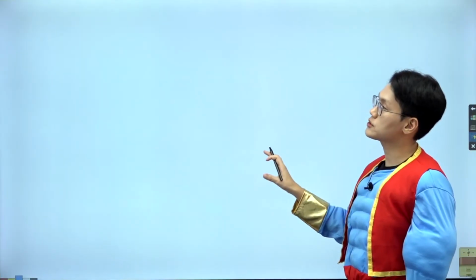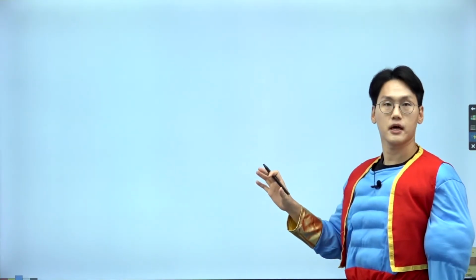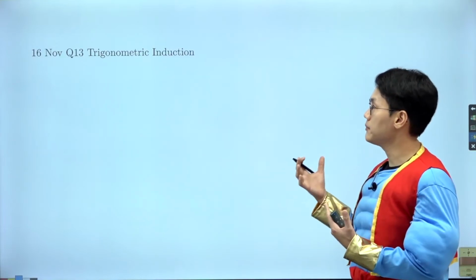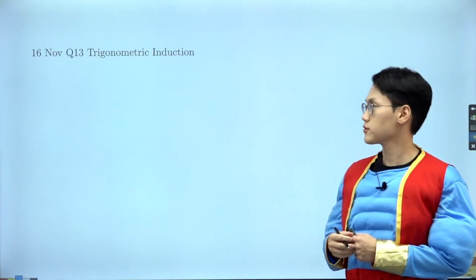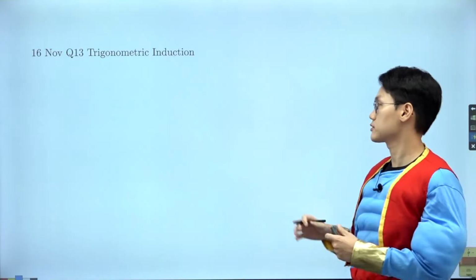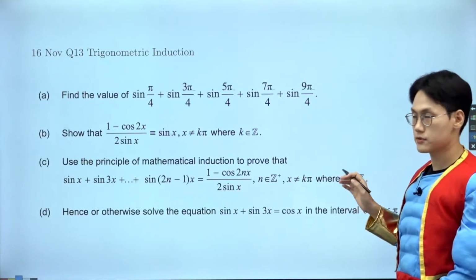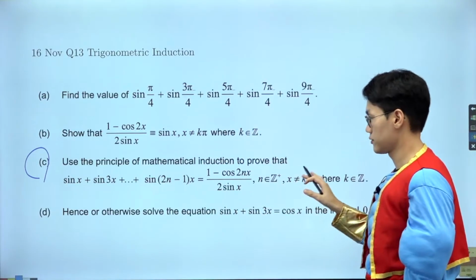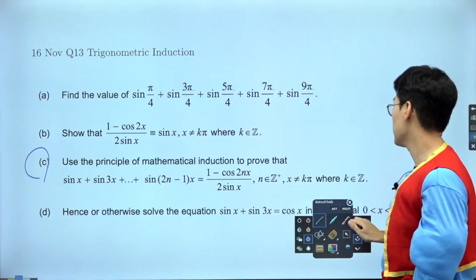The method that we just did, getting the sum of sines or cosines, is to deal with the imaginary part or the real part of the geometric series of the complex number. It can be associated to a problem, question number 13 in 2016 November. Let's take a look. So in this problem, it's also a very popular school test. What we had to do was to prove this result on part C using induction, okay?